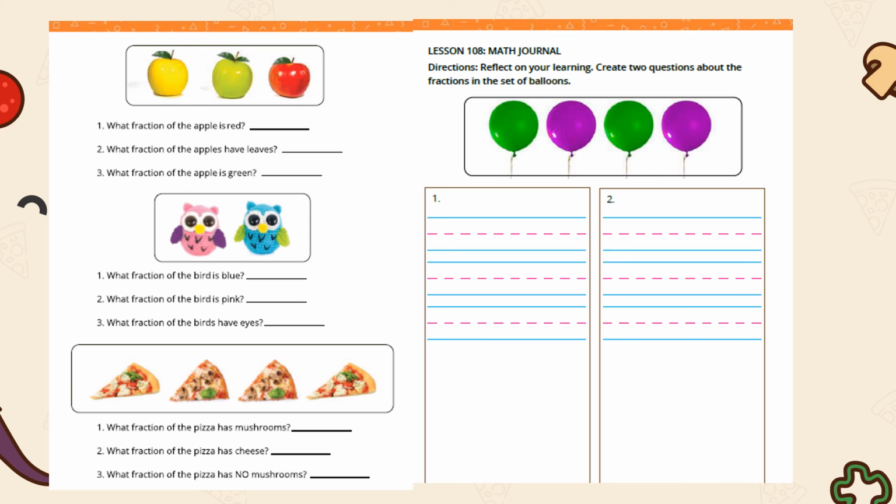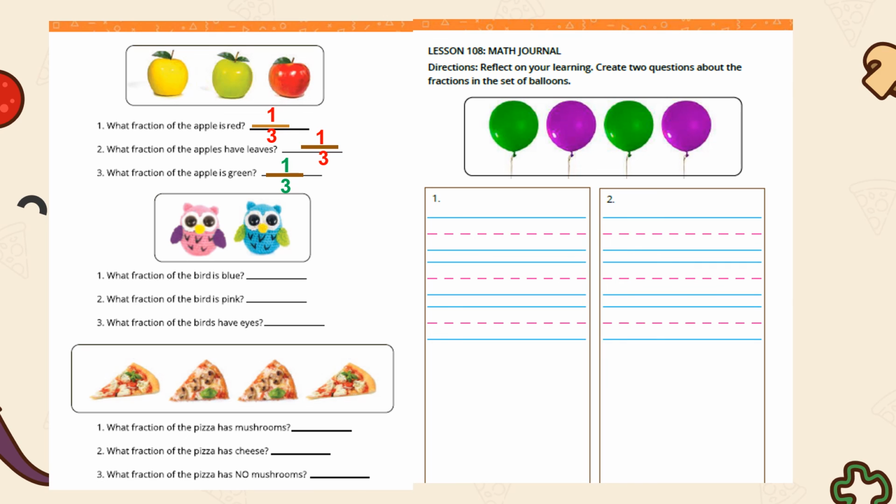Let's complete. We have here group of different apples. The total of them are 3. And first one, what fraction of apple is red? One red apple. So the fraction will be 1 over 3. Number 2, what fraction of apples have leaves? Just one apple. So the fraction will be 1 over 3. What fraction of apple is green? Just one green apple. So the fraction will be 1 over 3.